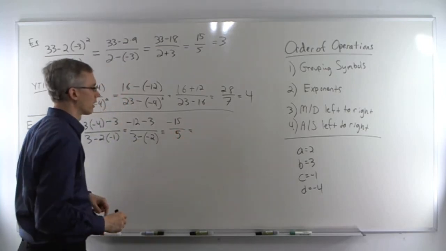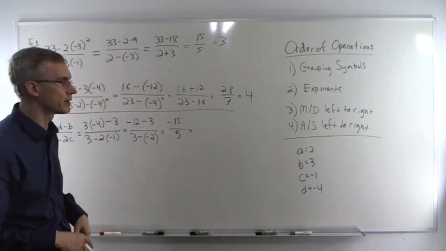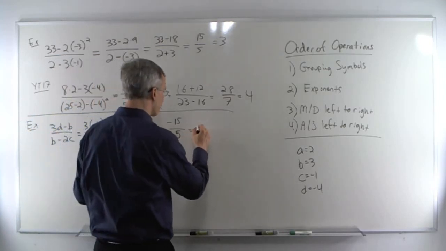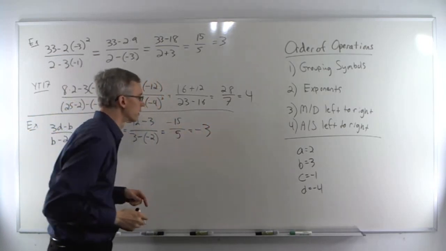All right, we got a single number on top, single number on the bottom. Now we can divide. 15 divided by 5 is 3. Keep that negative. Answer is negative 3.